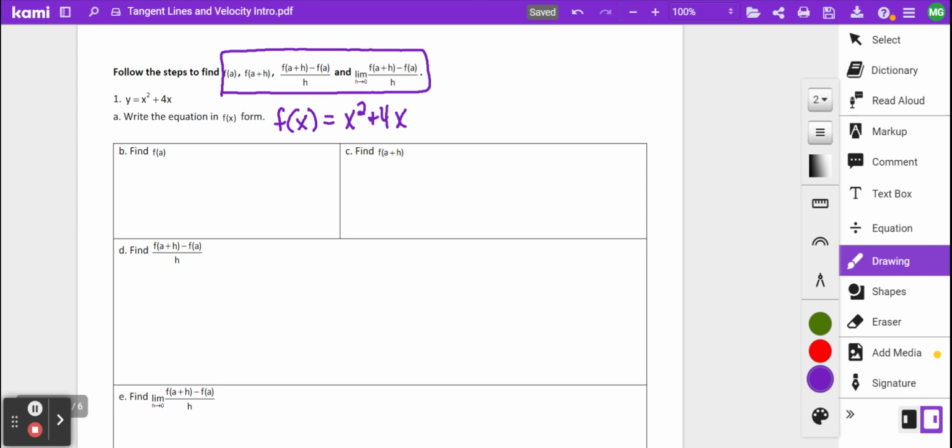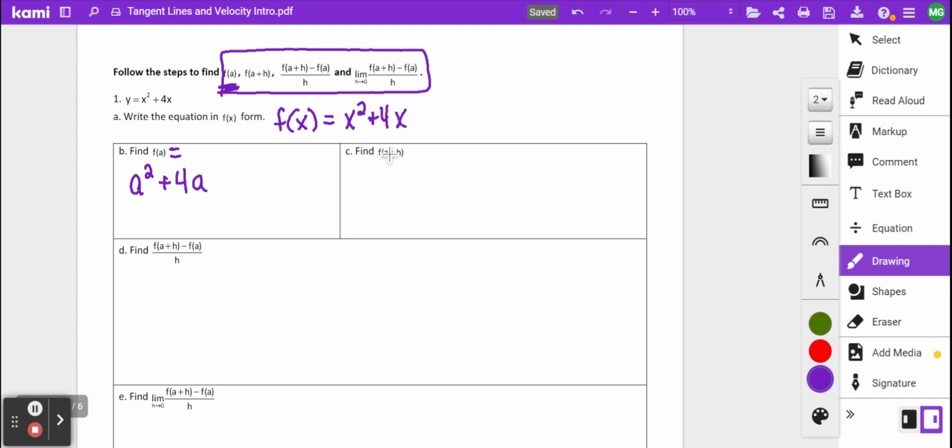Now what we're going to do is we're going to calculate f of a, which just means substitute a everywhere you see an x in the function. Nothing has changed. We just substitute that value in.